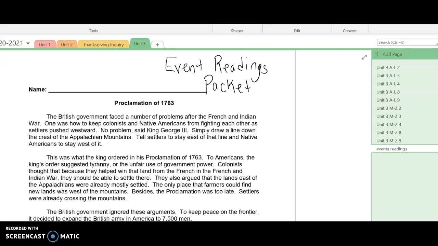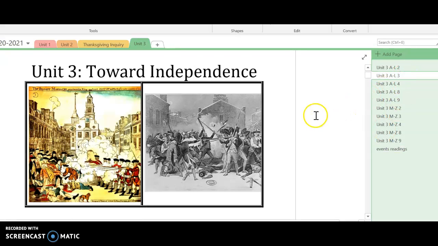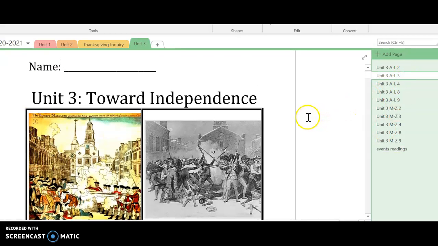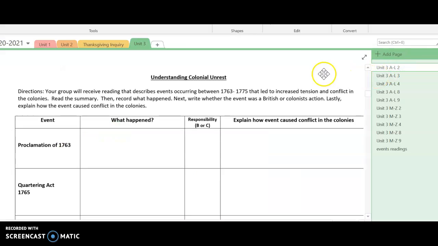Hello, seventh graders. This recording should help you figure out how to do pages 6 and 7 in the Unit 3 Toward Independence packet. So what you're going to need for this assignment is the event readings packet that you can see on the screen now. You're also going to need your Unit 3 packet that looks like this, except we'll be on page 6.